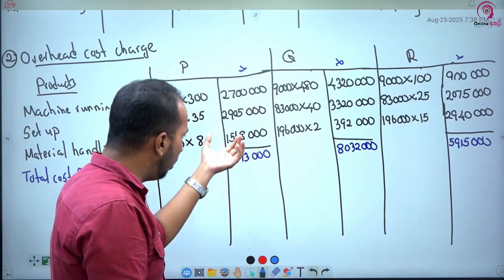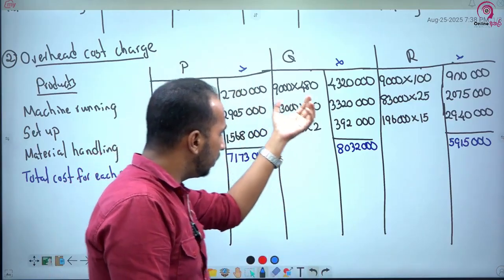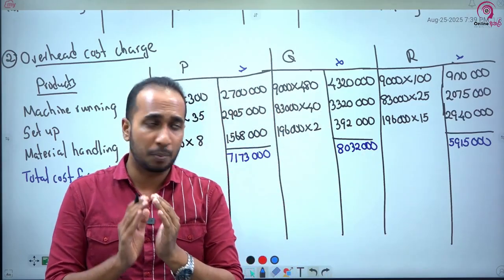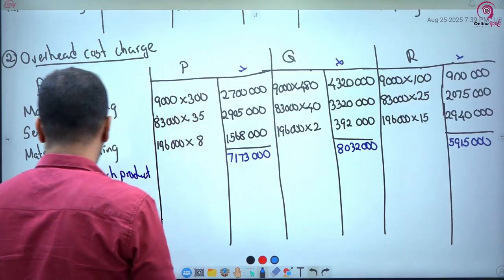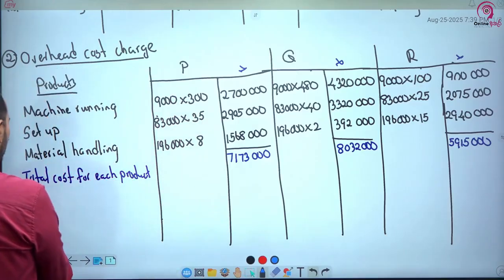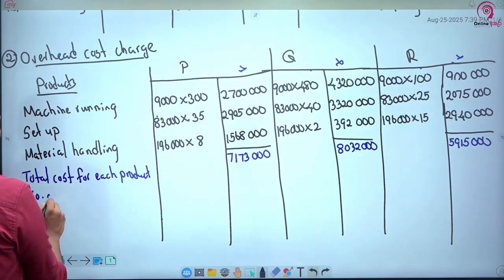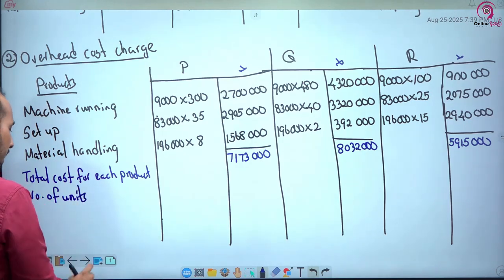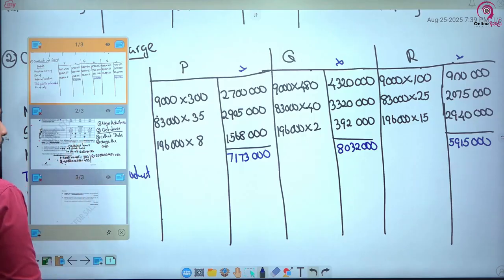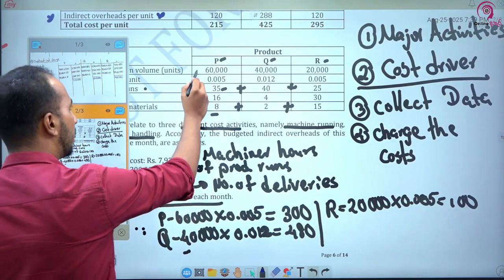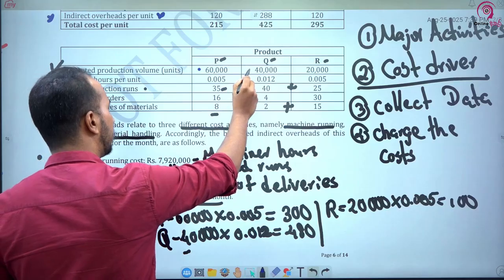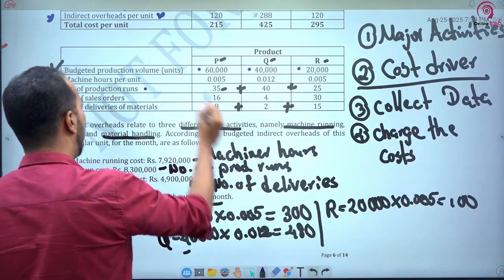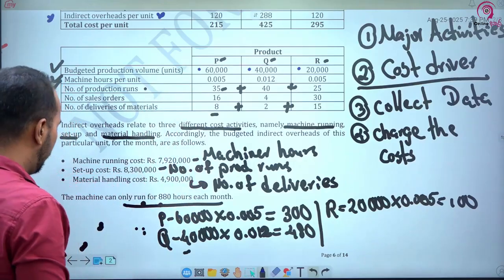So this is the total overhead cost charged to product P, this is the total overhead cost charged to product Q, and this is the total overhead cost charged to product R. Now you have to calculate the per unit details. For that you have to take the number of units of each product. You can take it from your question paper. In the question it is clearly mentioned. For product P, it is 60,000 units. Product Q, 40,000 units. And for R, the budgeted production volume is 20,000 units.